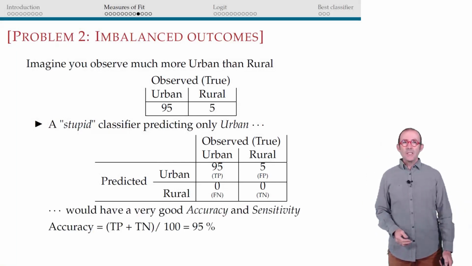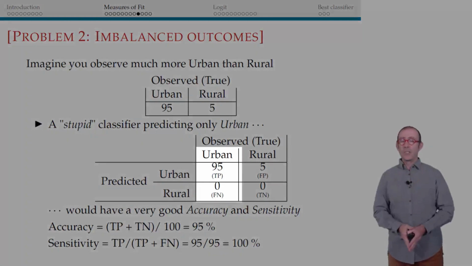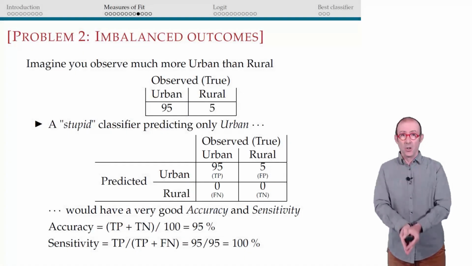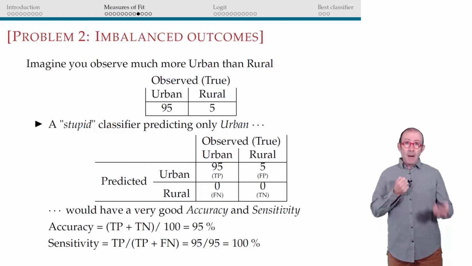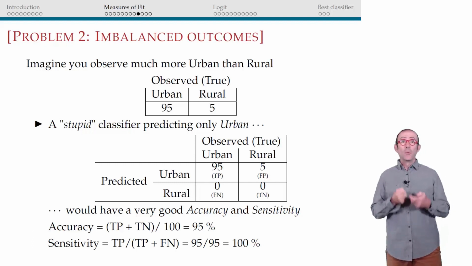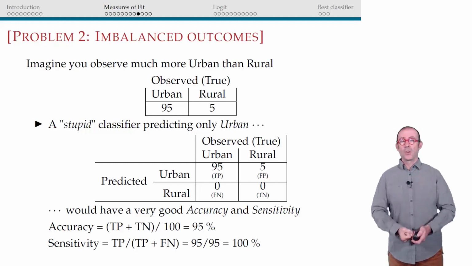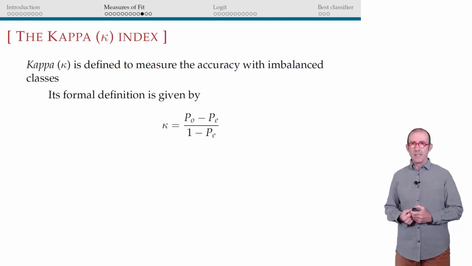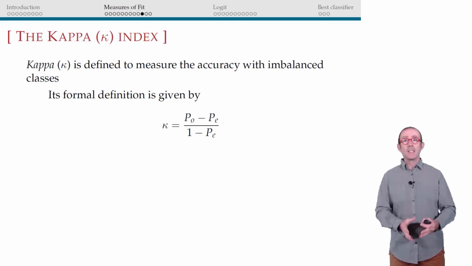And what about the sensitivity? Well, the sensitivity is even better because I'm only focusing on urban, and my stupid classifier is very good because it's always predicting that you are in an urban situation. So when you have imbalanced outcomes like that, maybe you will need another index to measure the fit, the accuracy, and the performance of your classifier. And for that, we will introduce the kappa index. The kappa index is defined to measure the accuracy when we have imbalanced classes.